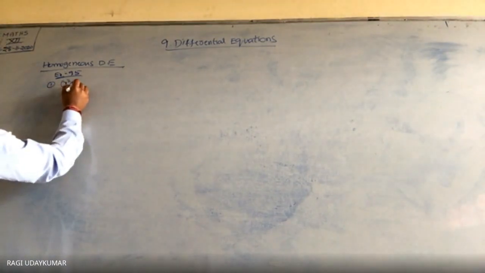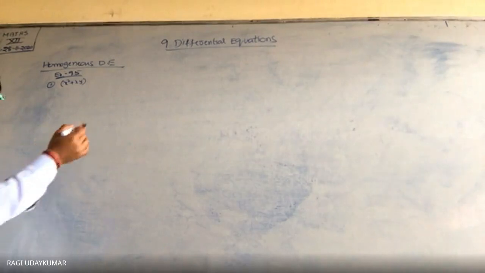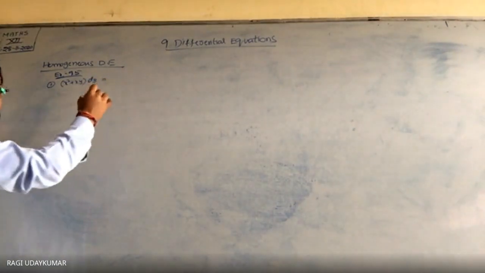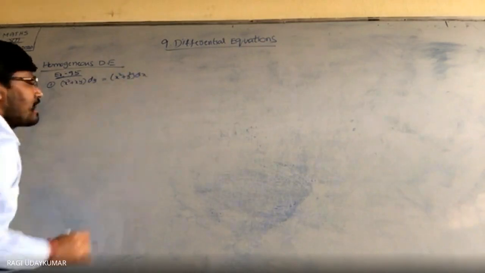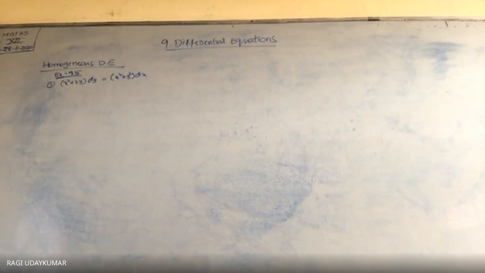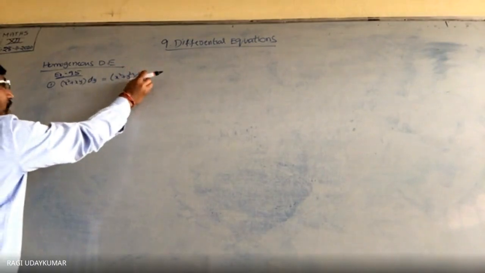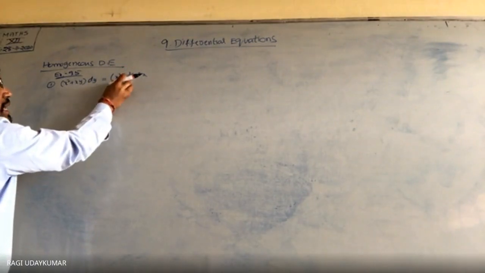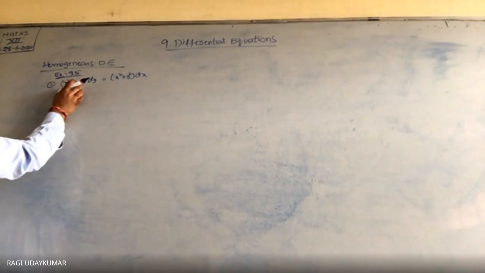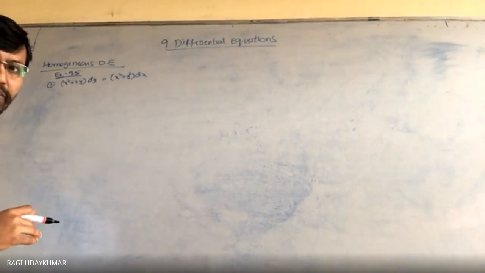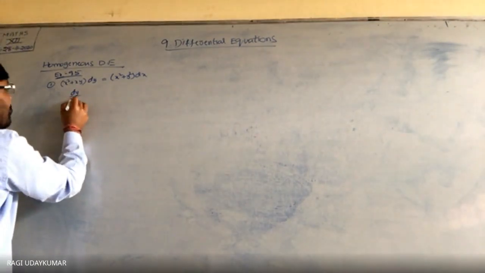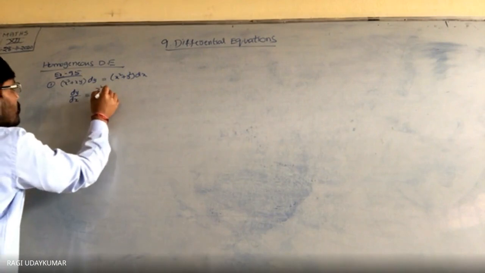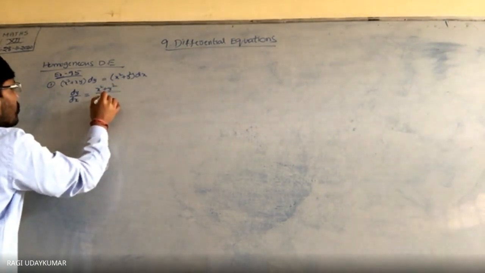Mostly all the problems are like this: (x square plus xy) dy is equal to (x square plus y square) dx. See here, is the variable separable method applicable in this case? No. Why? Because although dy is together and dx is together, we are not having only x terms here and we are not having only y terms. We cannot apply the variable separable method directly in this case. So then you can write this as dy by dx is equal to x square plus y square by x square plus xy.